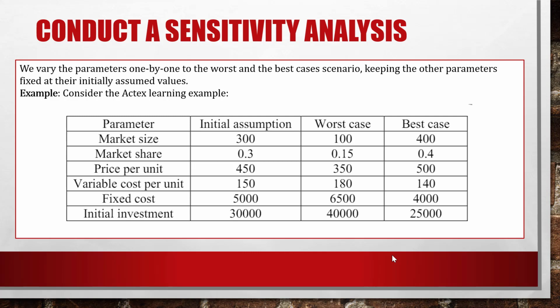Alright, so let's consider the learning example. Here, the initial assumption is that the market size is 300. The market share is 0.3. Price per unit is 415. Variable cost per unit is 150. Fixed cost is 5,000. Initial investment is 30,000. It's like before you invest, you have to make a plan.